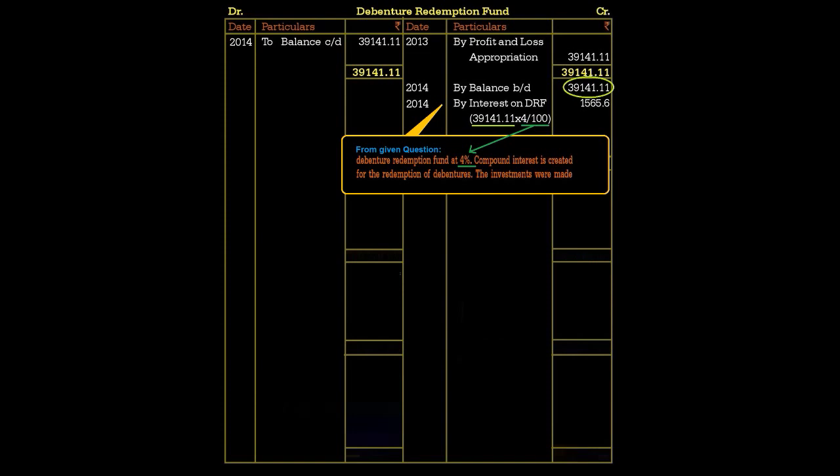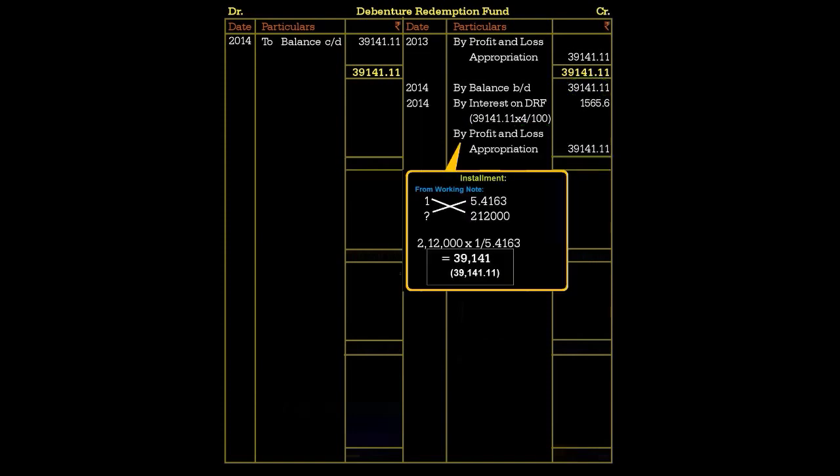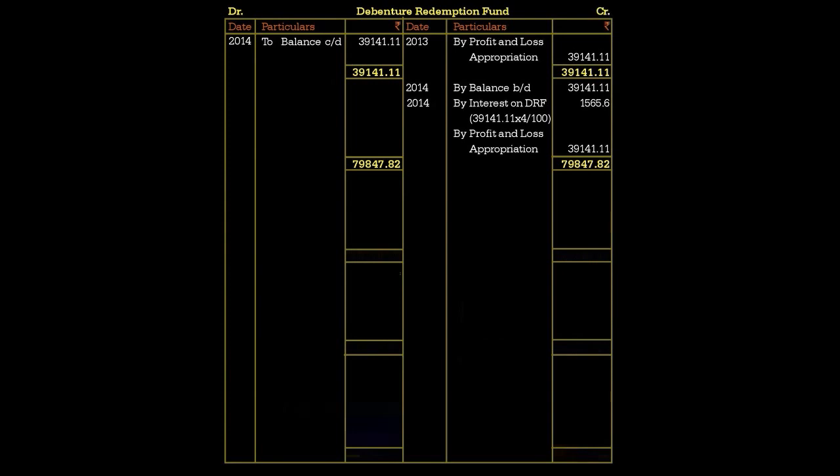1,565.6. Then that year's installment, the second year's installment that we are going to appropriate, we have to write 39,141.11. So the total of the credit side of the fund account at the end of the second year is 79,847.82. The same amount will be carried to the next year. So on the debit side it is to balance carried on 79,847.82.